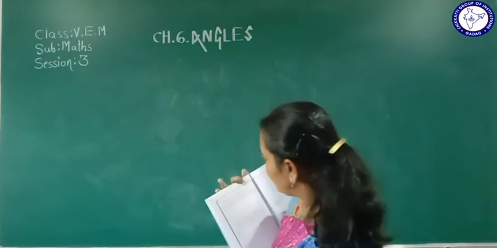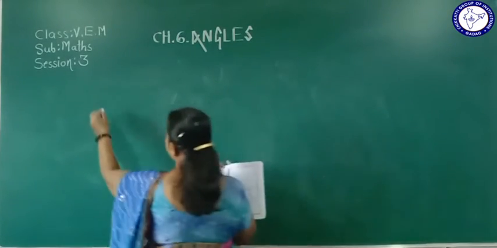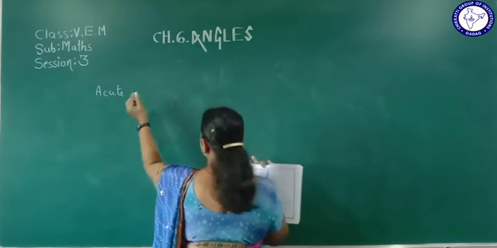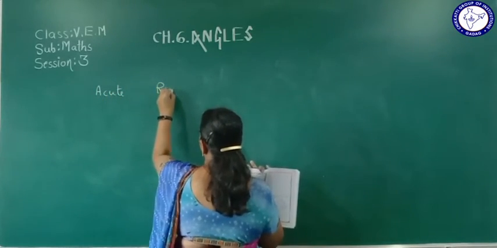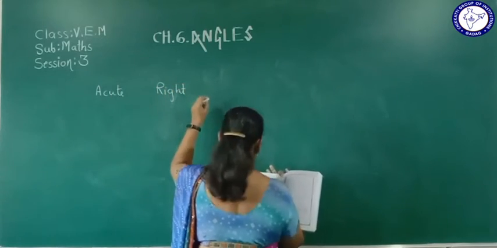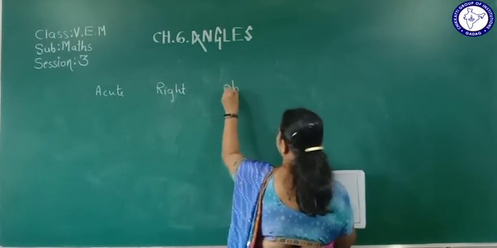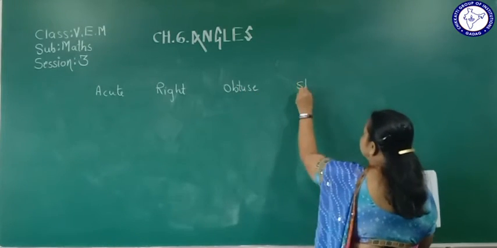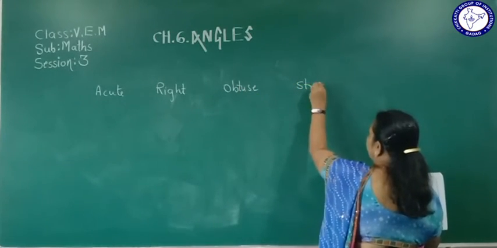Here, 4 different columns we have to draw. First one is acute, then it is right angle, then obtuse, and last column is the straight angle, isn't it?